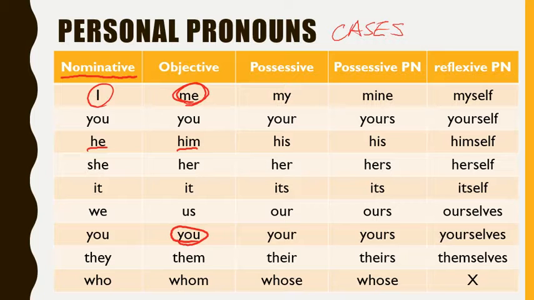This is when you use the word in the place of a subject of a sentence, like I went to the store, he did something, she did something. All right, so these are I, you, he, she, it, we, you, they. And who is also in the nominative case. And the difference between who and whom is that whom is in the objective case. Objective case is the form that you use when you need the object of a sentence.